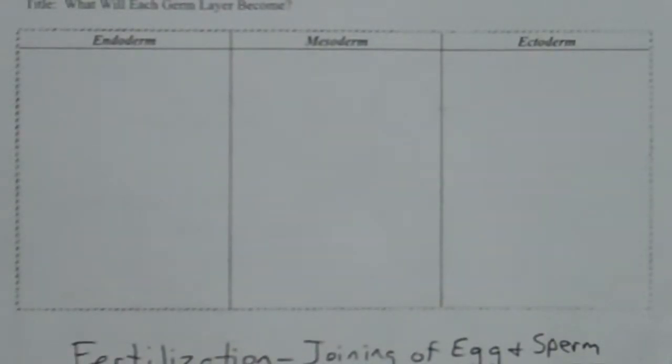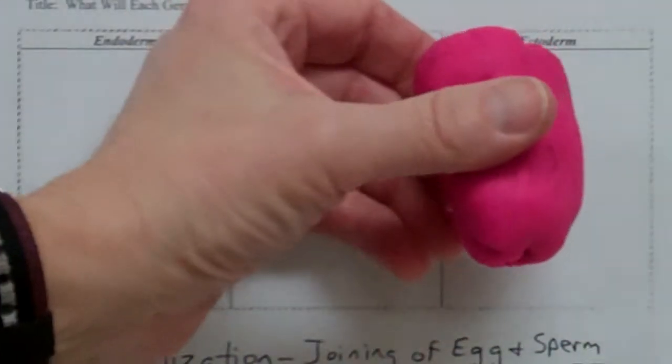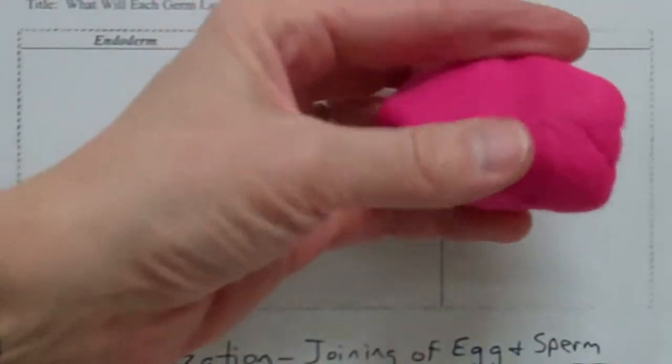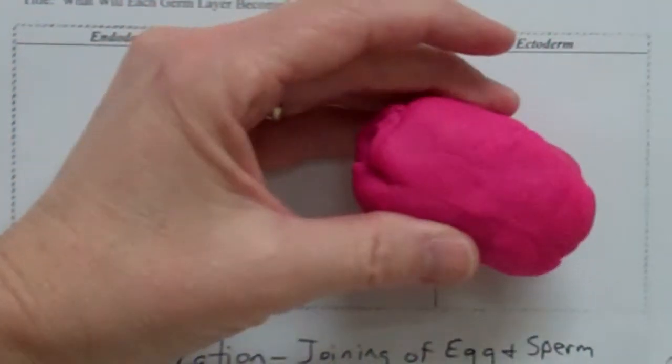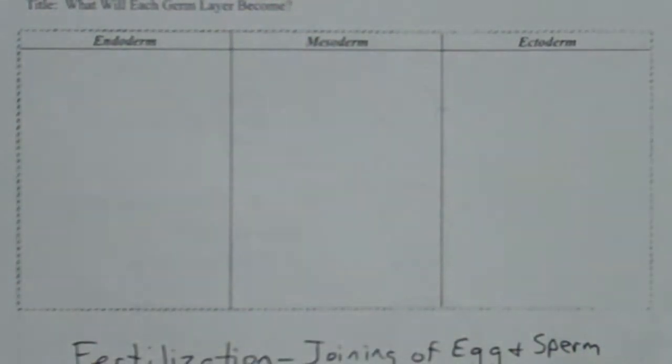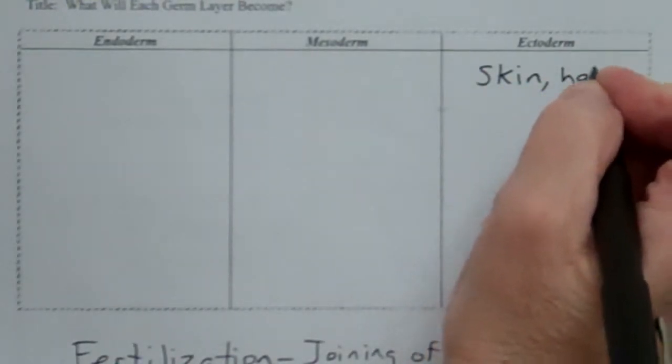The outer layer of your cells. The outer layer of the cells on this little embryo that doesn't look anything like a human, what is that going to become in us when it does actually start to take shape and form? All right, well, what's on your outer layer? So the ectoderm is going to become our skin, our hair, our nails.